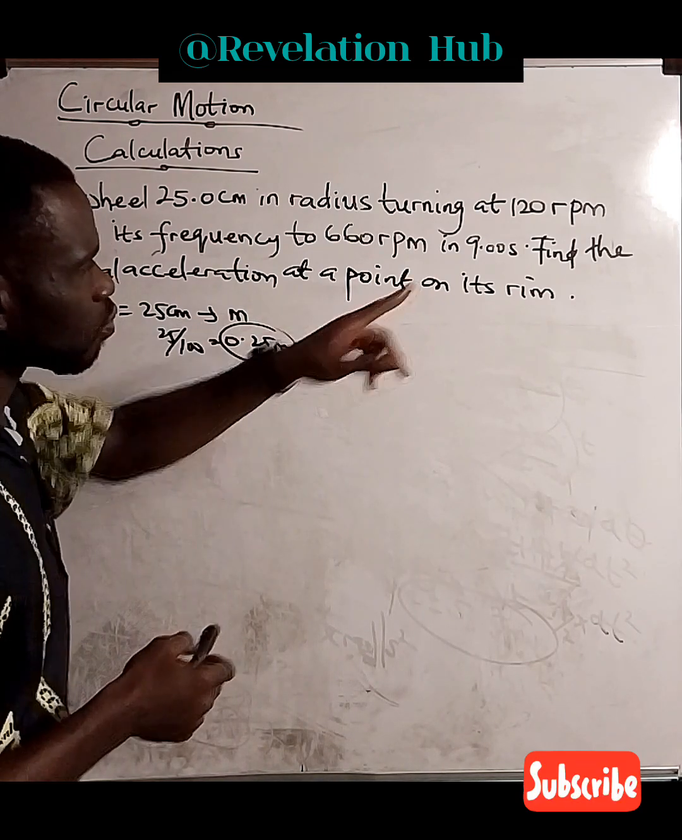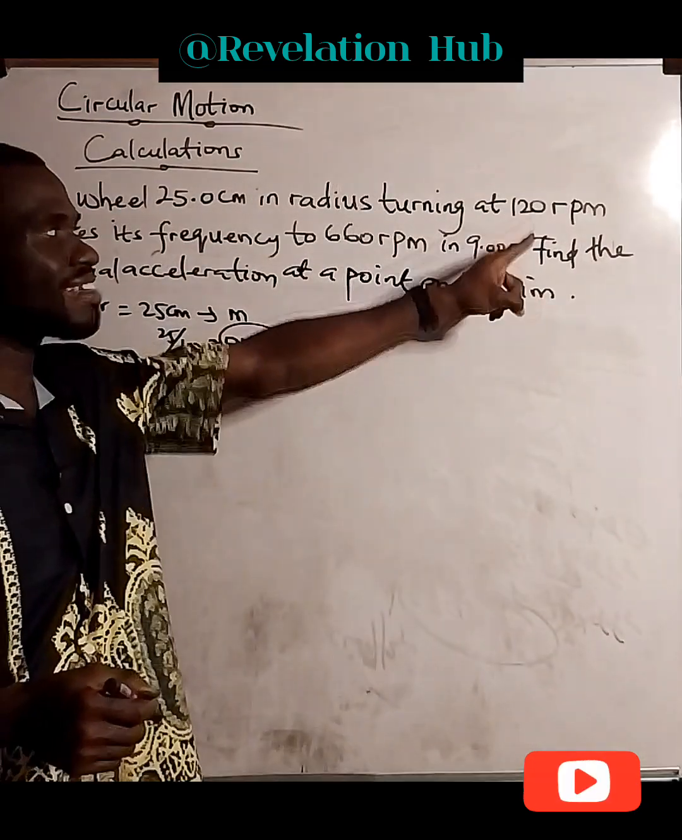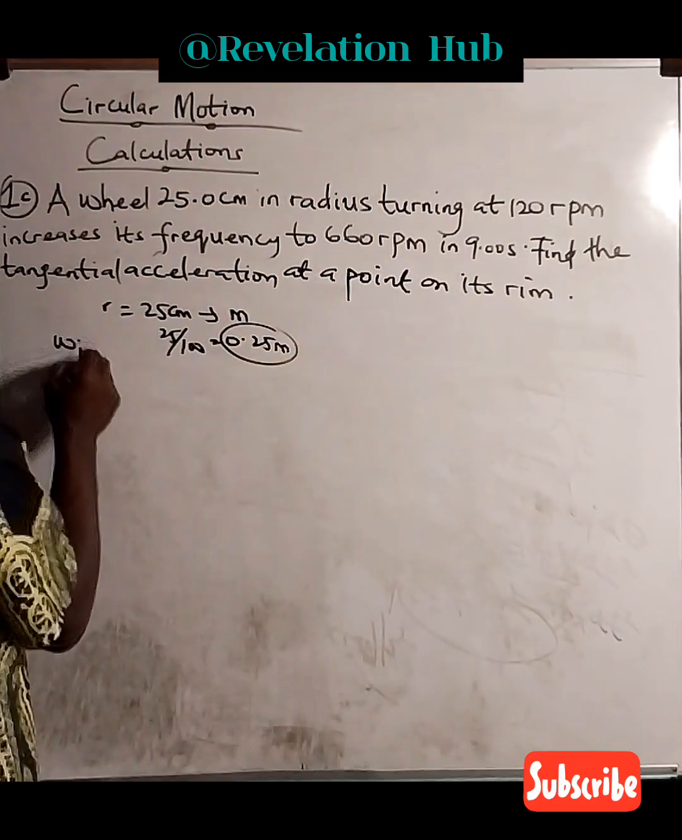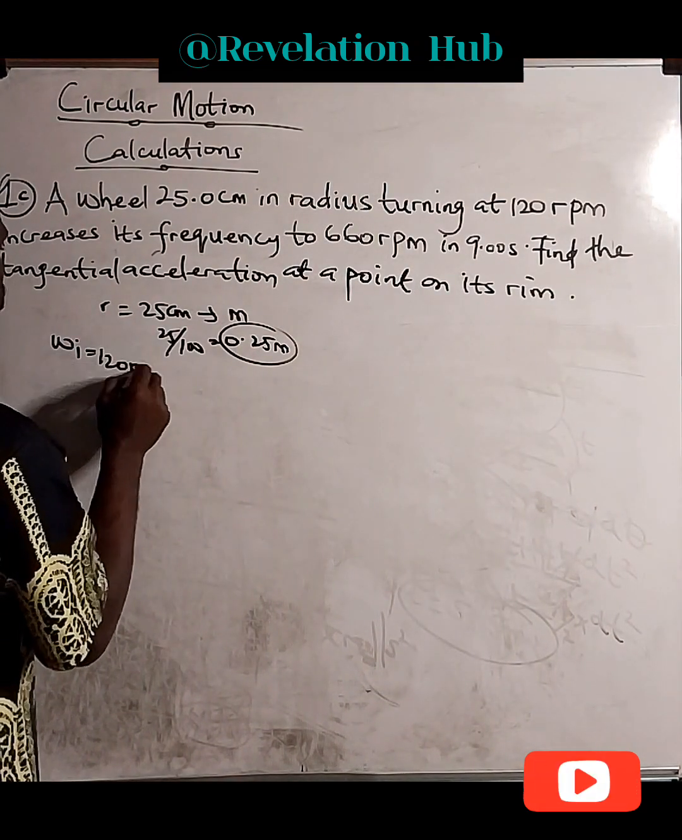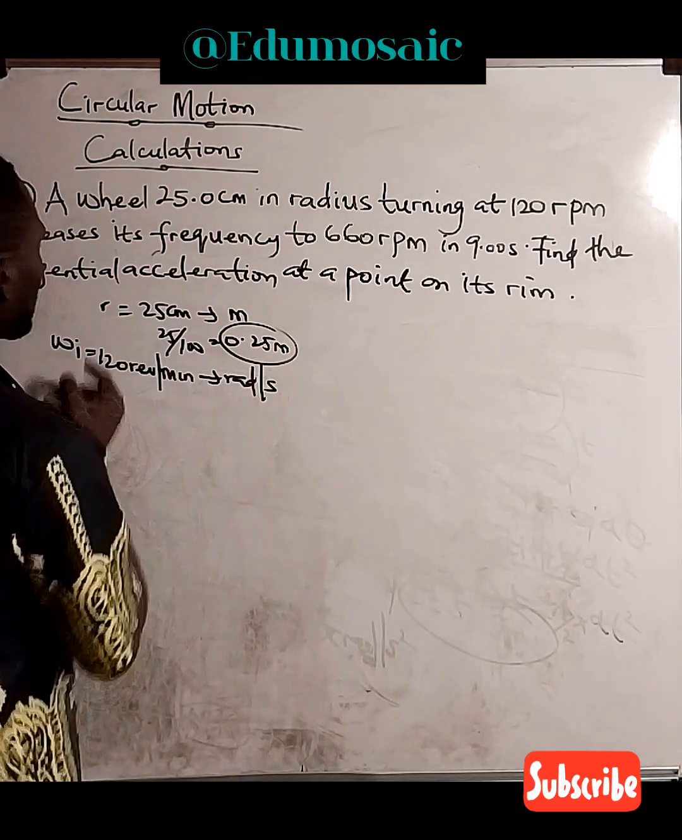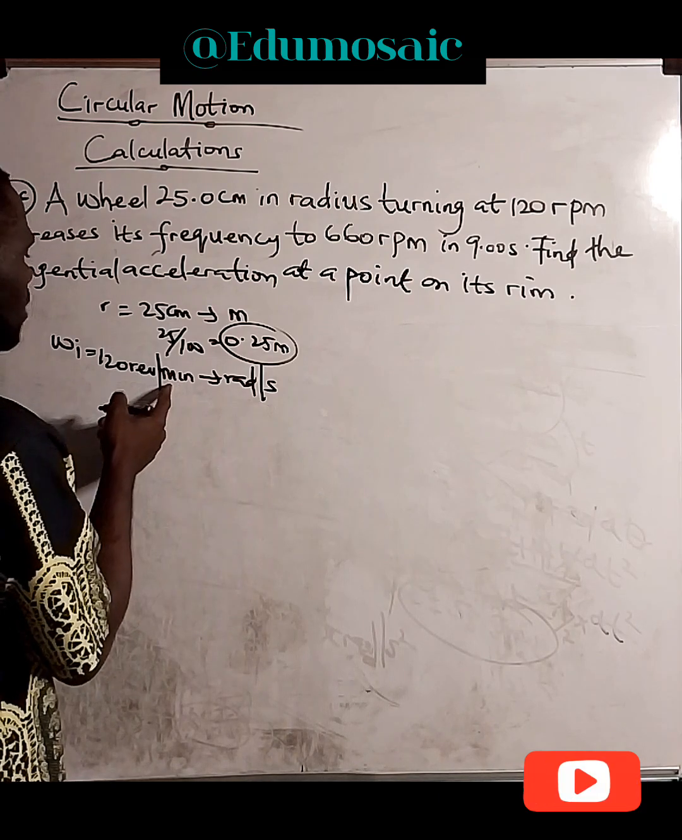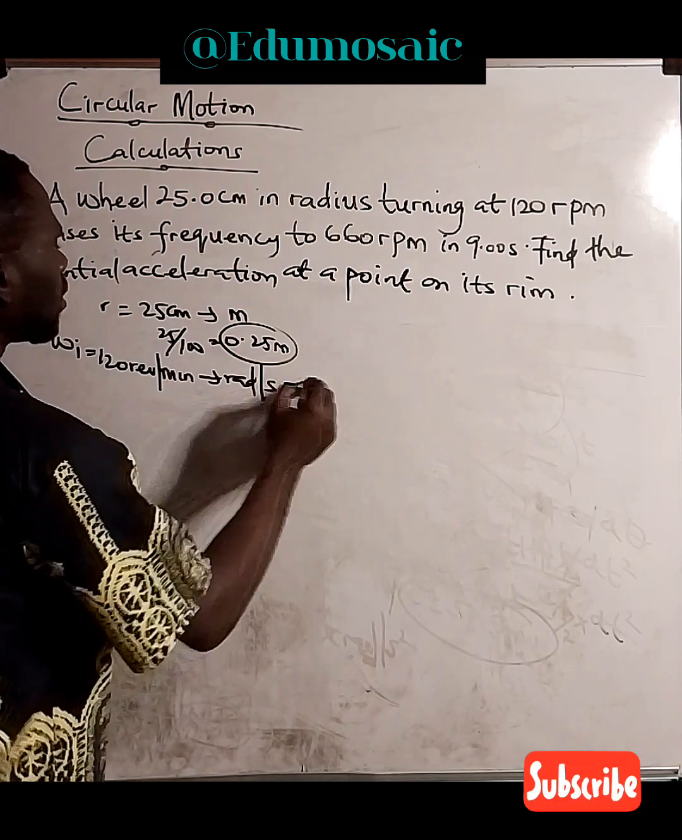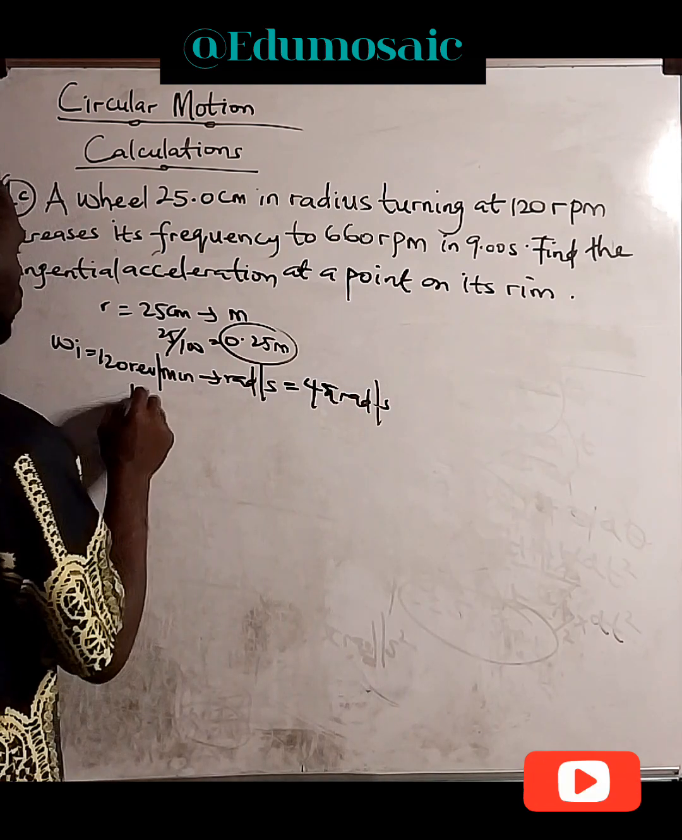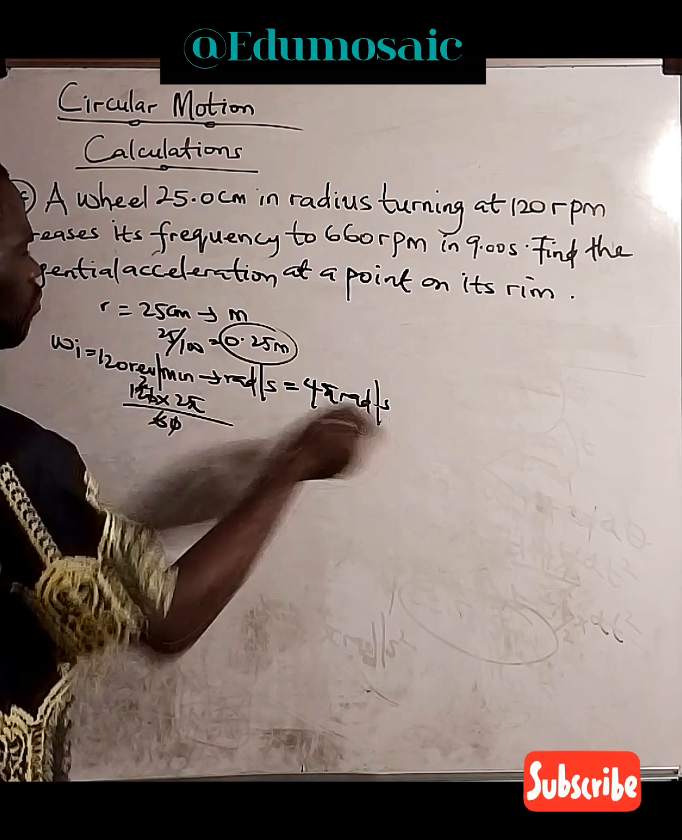Now, turning at 120 revolutions per minute. This 120 revolutions per minute is the initial angular speed. So what's that going to be then? That'll be the initial angular speed, which is 120 rev per minute. We move that to rad per second. How do we do that? One rev is 2 pi rad, so multiply by 2 pi. 60 seconds is 1 minute, so divide by 60. You're going to end up having 4 pi rad per second. So just 120 times 2 pi divided by 60. So 4 pi rad per second.